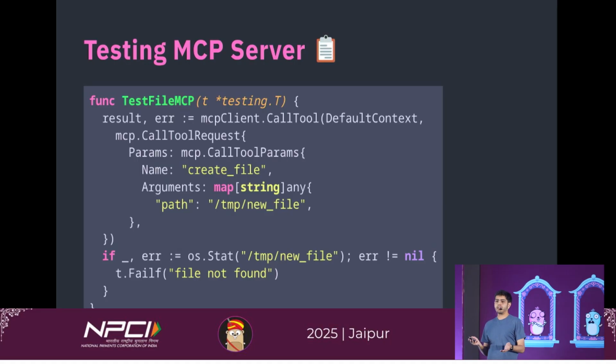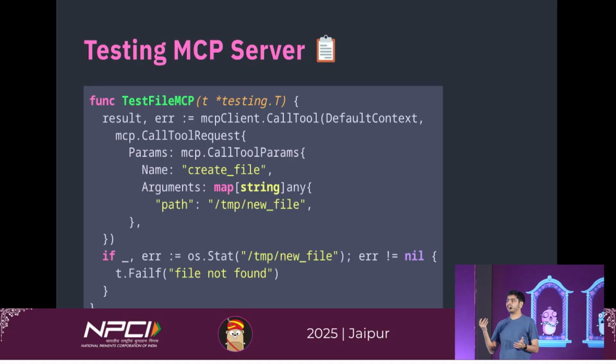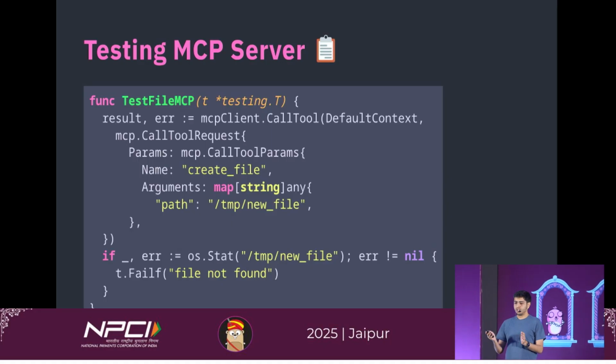This is one way, but an even better way would be to do an end-to-end test. You can start your own LLM or prompt, and then prompt it to create a file, and then check if the file exists or not. Because testing functions is easy, but when you're writing MCP, it is a bit difficult to predict how LLMs behave, because sometimes even for the same prompt, you can get different results.